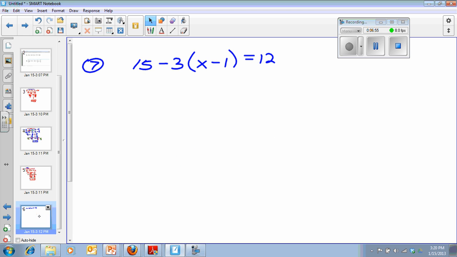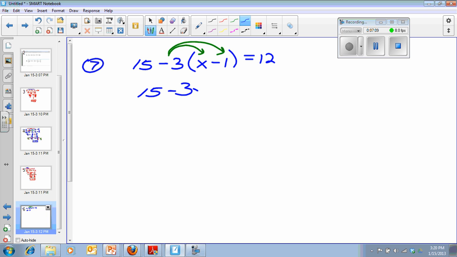And the last one I want to do is this one right here. And this is pretty simple too. Our distributive property will take place kind of in the middle of the equation. We're going to multiply that negative 3 through the parentheses. So I have 15, but a negative 3 times x is a negative 3x. And negative 3 times a negative 1 is a positive 3. All of this equals 12. I'm going to put my two numbers together. So now I have 18 minus 3x equals 12.